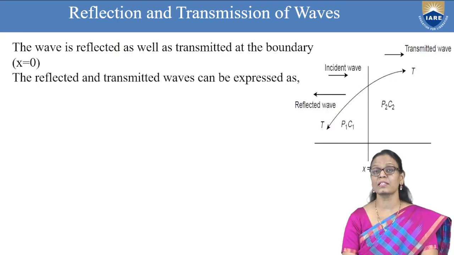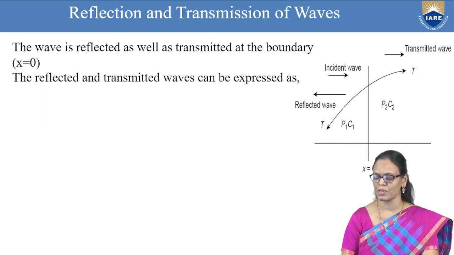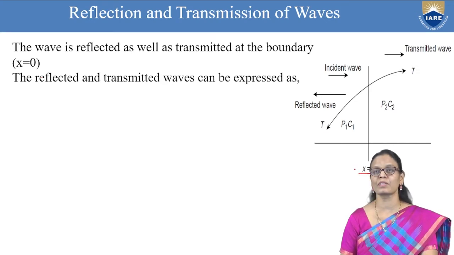Now the wave is reflected as well as transmitted at the boundary x is equal to 0. So this is the boundary x is equal to 0. What we are considering at the boundary, a part of it is reflected and a part of it is transmitted. So the reflected and the transmitted waves can be expressed as.